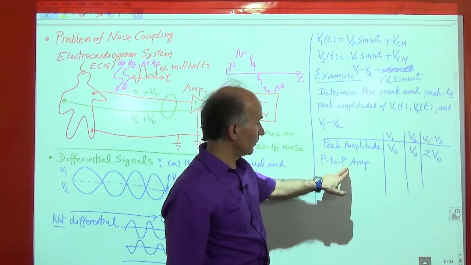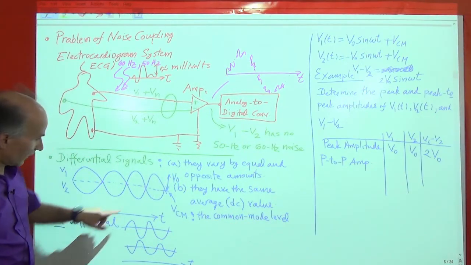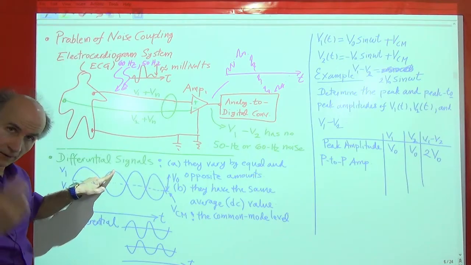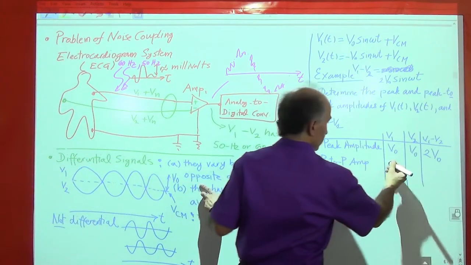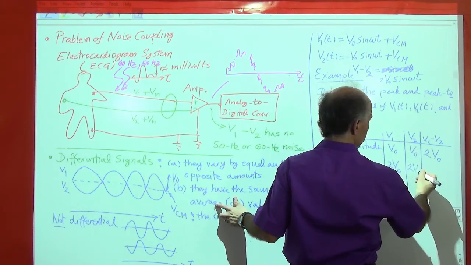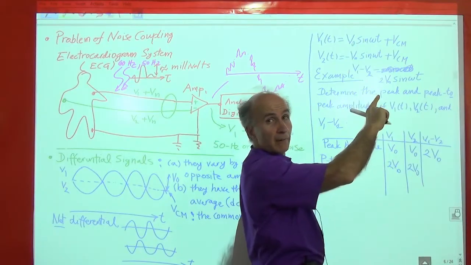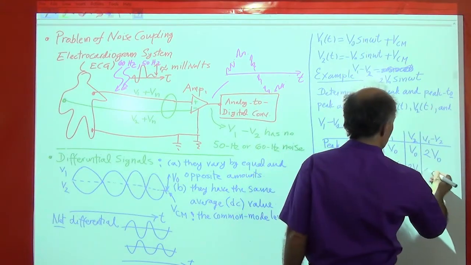All right, how about the peak-to-peak amplitude? The peak-to-peak amplitude of V1 is from here to here. So that's 2 V0. Similarly, here is 2 V0. And then here, from the positive peak to the negative peak, we have 4 V0. So that's 4 V0.